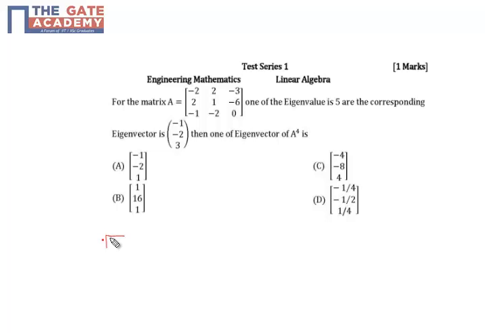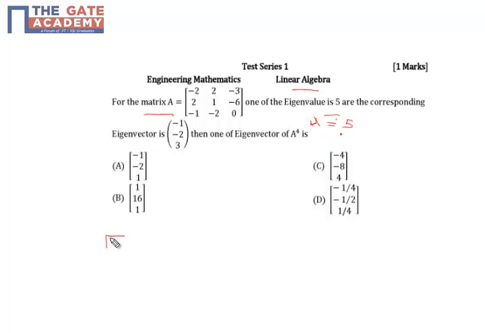Hello friends, we are solving the questions of engineering mathematics from test series 1. This question is from linear algebra. What is he asking? He's given a matrix A, and one of the eigenvalues is given, that is, lambda equal to 5.